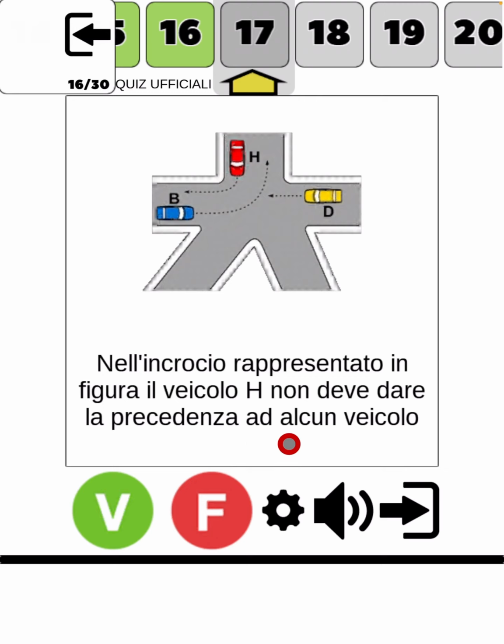At the intersection shown in the figure, vehicle H must not give way to any vehicle. This question is vero because it's not going straight. It's turning towards his right, which means he will not give precedence to this one. This one will give him precedence. The question is vero.